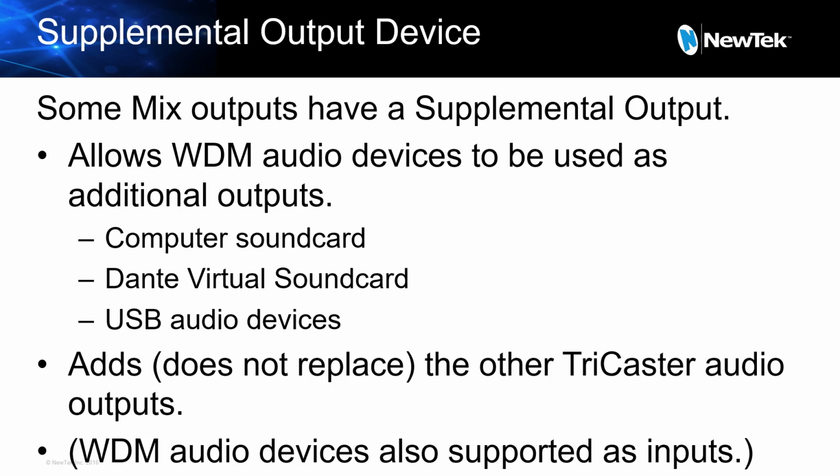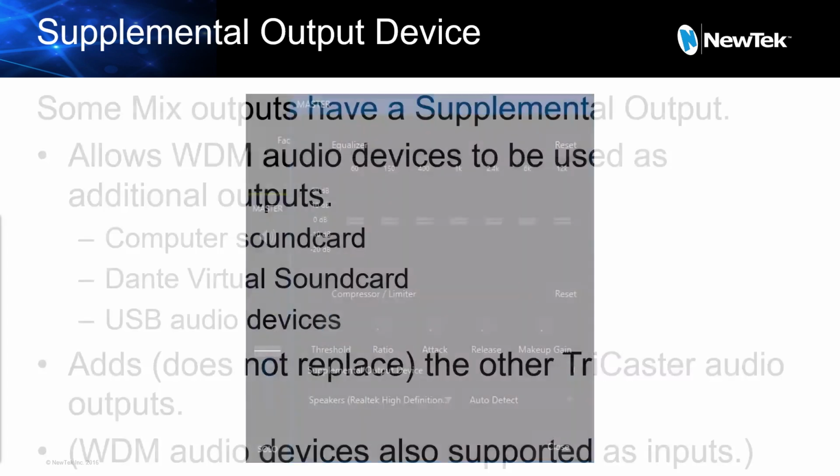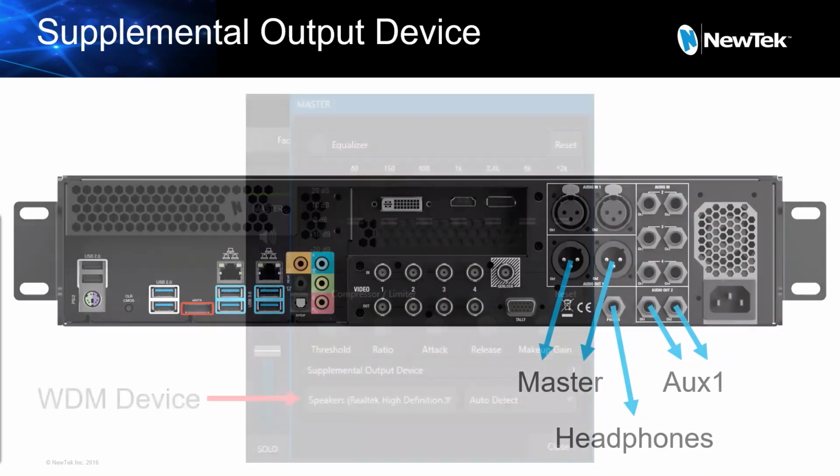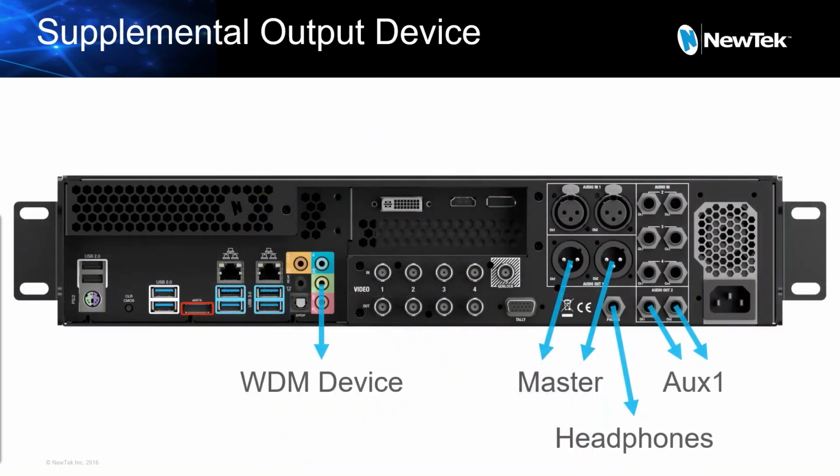So WDM audio devices would include things like the built-in sound card of the TriCaster or third-party sound devices like Dante Virtual Sound Card or even USB-connected audio devices. By the way, if you're not aware, WDM audio devices can also be used as inputs into the TriCaster as well. So looking in the interface, you will find this in this bottom dropdown. In this case, you can see I have selected the speaker of the sound card on the TriCaster as an output, which means that on the back of the unit, this port here would appear as an additional audio output that I could use.